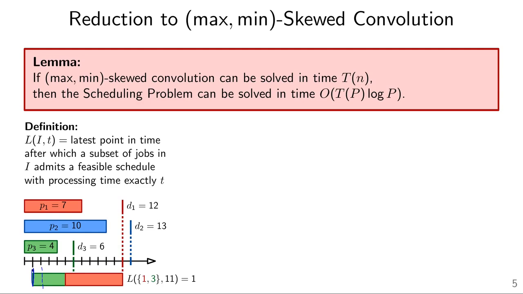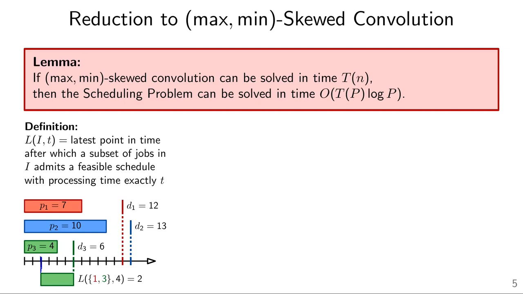L of the same set of jobs, but t equals 9, is undefined because there just exists no subset of the red and the green job of processing time exactly 9. So let's set this to minus infinity. Finally, the last example, the L value of the same set with processing time 4. The only subset which makes sense is taking the green job here. And that we can actually schedule at 2. But at 2 at the latest, because anything later than 2 would violate the deadline of the green job.